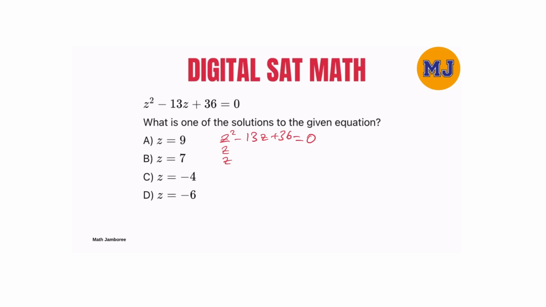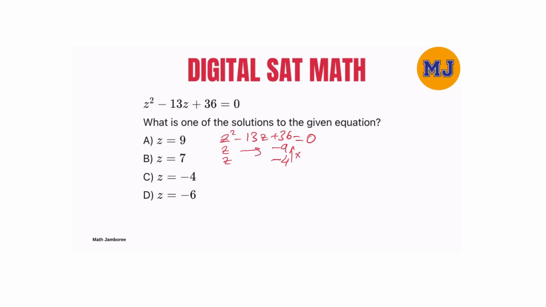Instead, I can use 9 and 4, because when I add 9 and 4, I get 13. But I need a -13, so I need to use -4 and -9, because when I multiply them I still get +36, because -4 times -9 is +36. When you add them, you get -13. So you are all set.